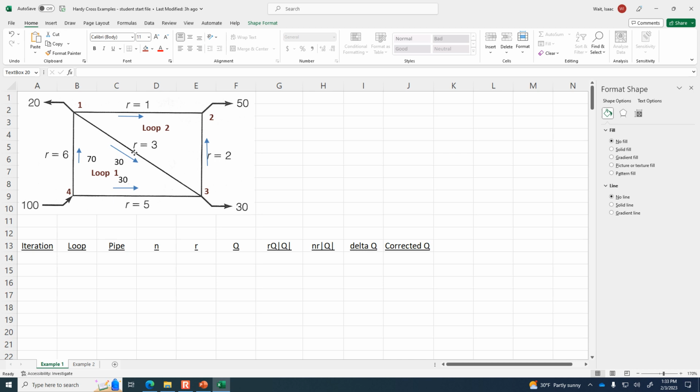If you don't want to do all this sketching of the flow directions in your spreadsheet, that's okay. I'm just being fussy because I want people who are watching the video to be able to know what I had sketched out on the whiteboard.